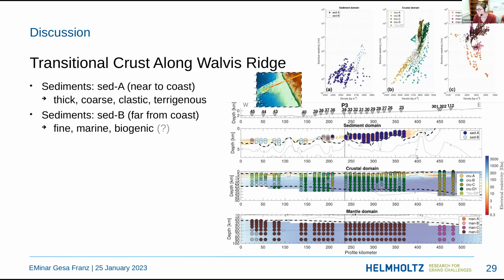And then if we go further offshore, we have a transition to higher resistivities and higher densities. We think that this correlates to a transition to more fine, marine, and possibly biogenic sediments as we get closer to a marine depositional environment.